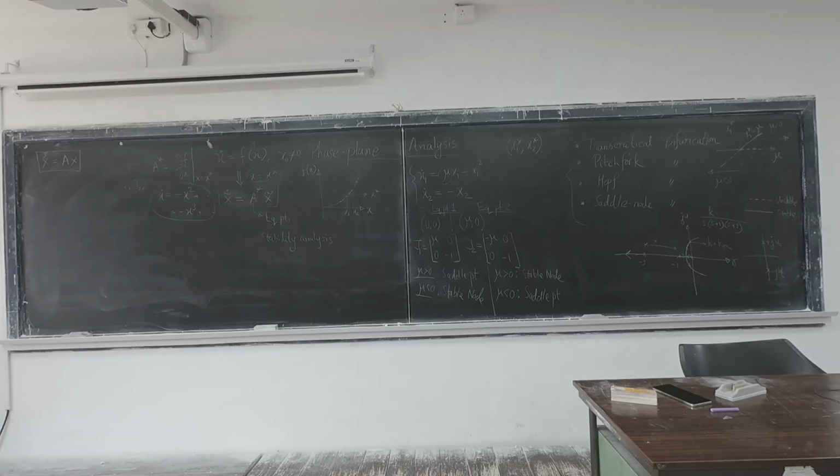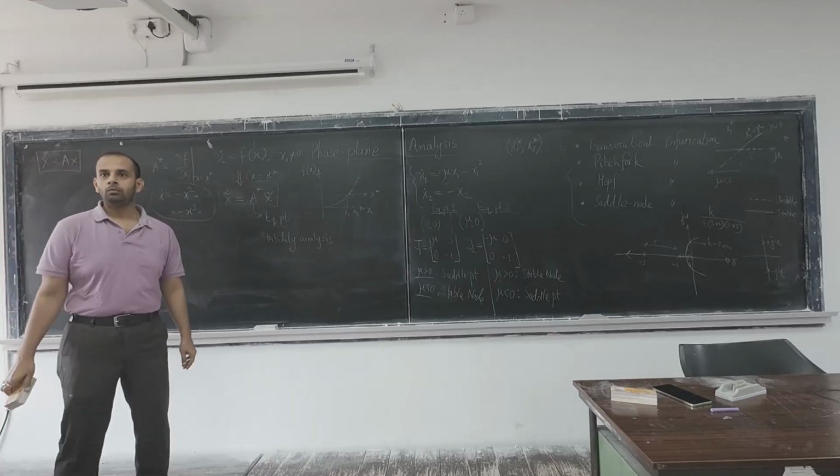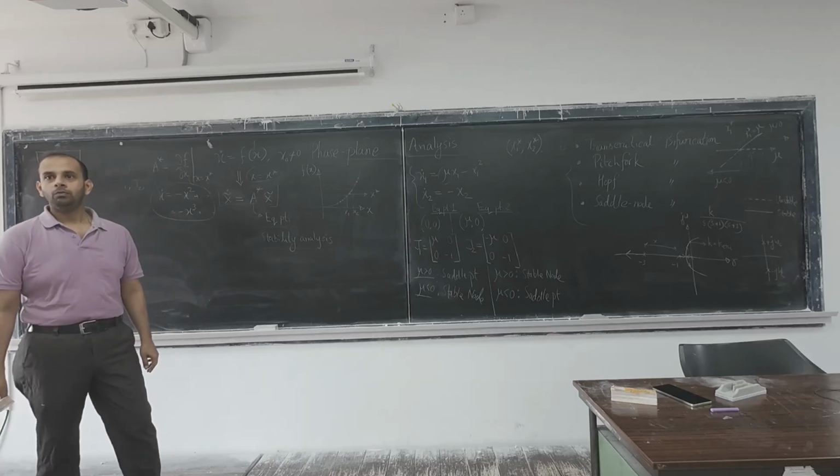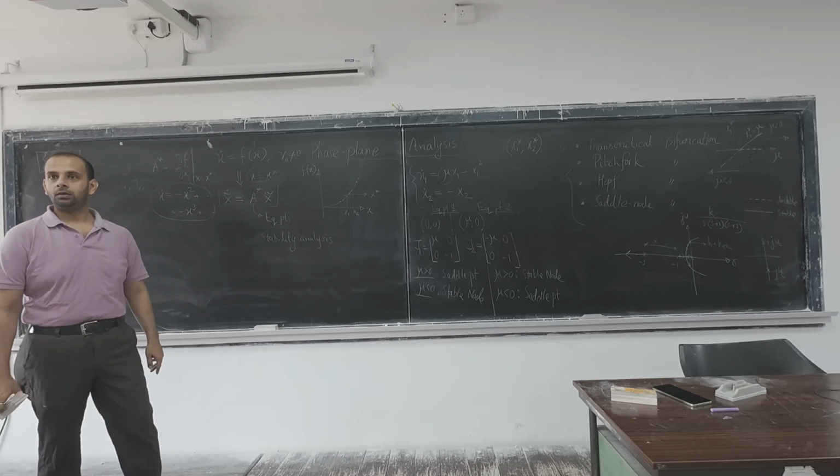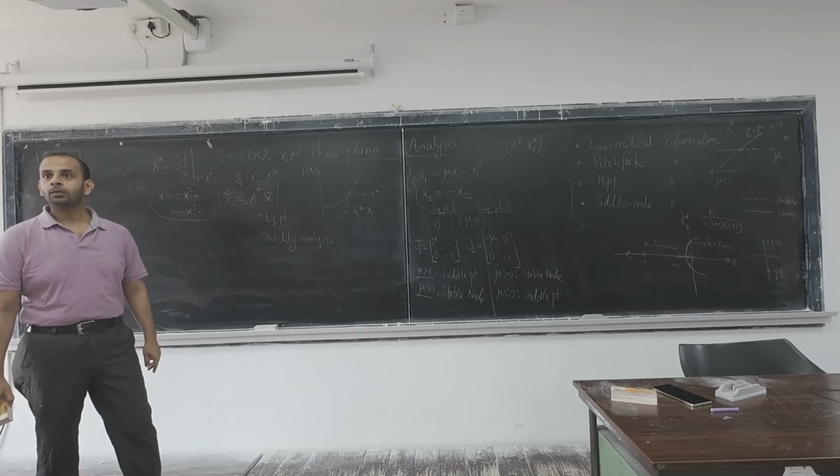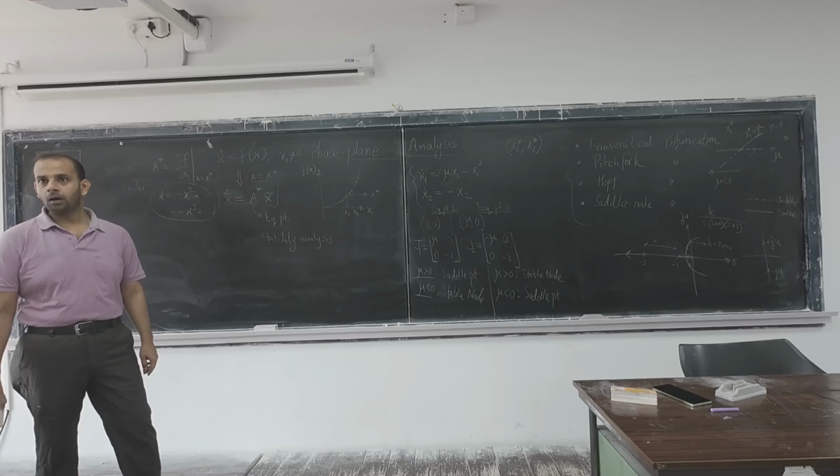When we are designing a controller, will it work locally around that particular equilibrium point we are working on, or will it be global? All of them are local. The controller which we design for one particular equilibrium point will work only in a certain range around that equilibrium.